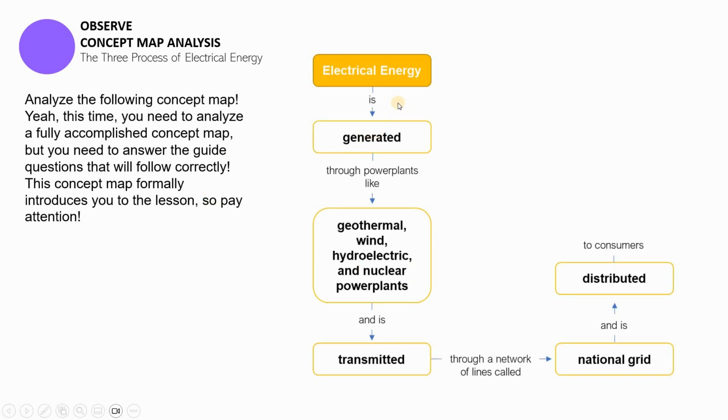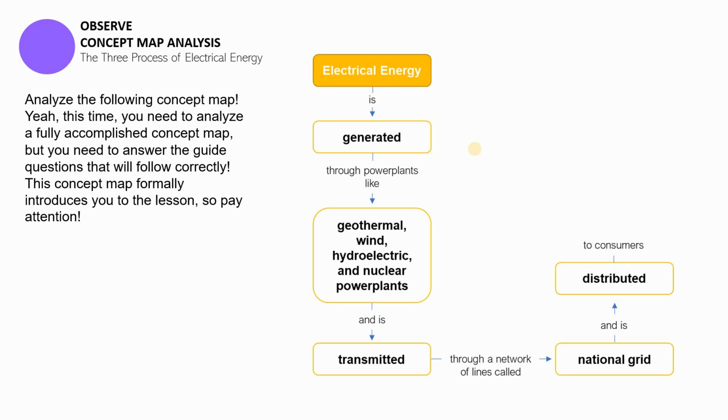Analyze the following concept map. It starts with electrical energy as a term. It says it is generated through power plants like geothermal, wind, hydroelectric, and nuclear power plants, and is transmitted through a network of lines called the national grid and is distributed to consumers. I'll give you a moment to analyze this concept map first. Pause this video. Are you done?